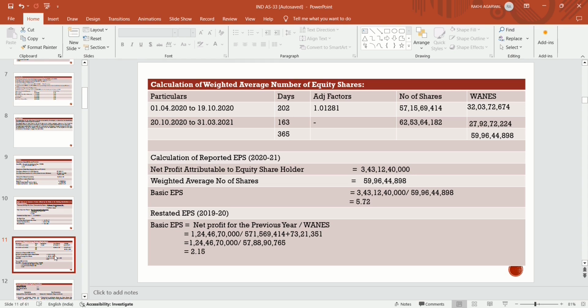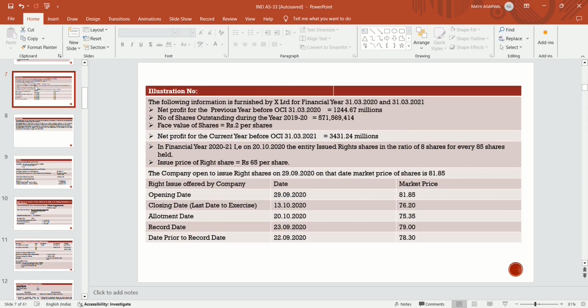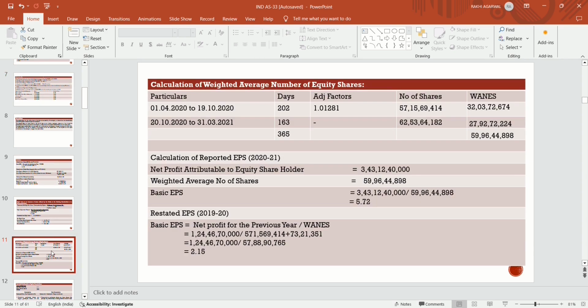Now we will calculate the EPS. Net profit attributable to the equity shareholders for the financial year, as given in the question, 3,431.24 million divided by weighted average number of equity shares outstanding, that we just now calculated, that is 59 crores 26 lakhs 44,898. So basic EPS becomes 5.72.